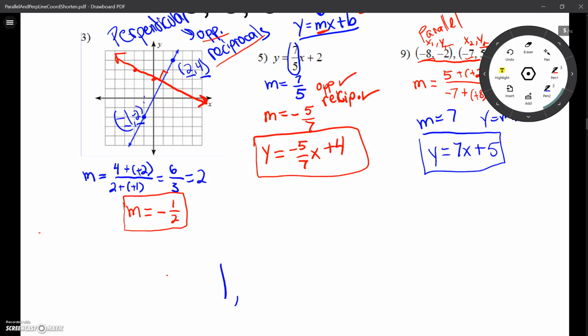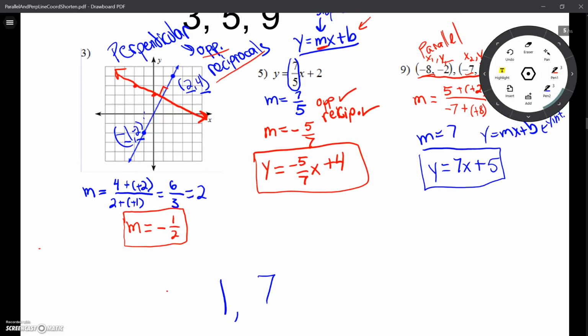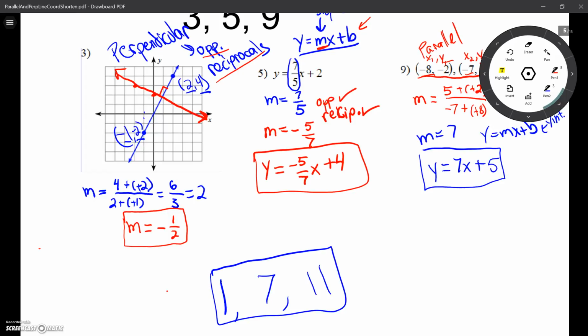Alright. Based off these 3 examples, I want you guys to try problems 1, 7, and 11. Give those 3 a try. Go ahead and pause the video. Take about 5 minutes. Try those problems. And come back when the class is finished.